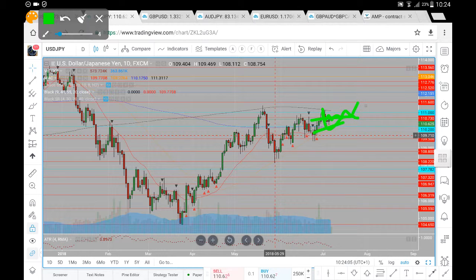So we'll see if we can successfully navigate this 110.73 and head upwards, or if we will see that failure and sell side momentum return to the market. And with that said, that pretty much wraps up the US dollar Japanese yen analysis.